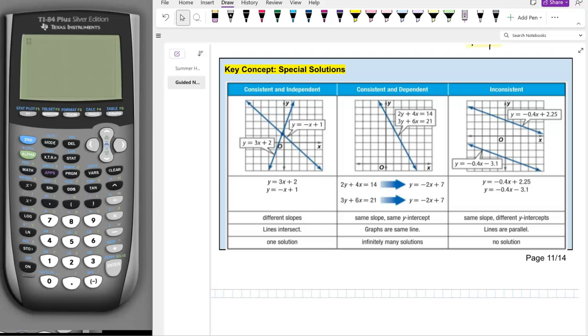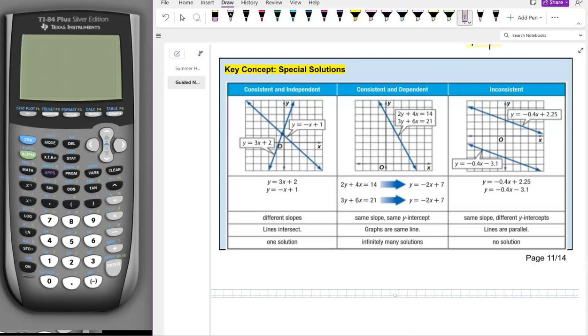Next, we're going to work on some problems that have special solutions. So far, every problem we've done has been consistent and independent, meaning that the two lines have had different slopes and the lines intersect at one single point. So there's one solution to the system of equations. There's only one point, one value of x and one value of y that will make both equations true.